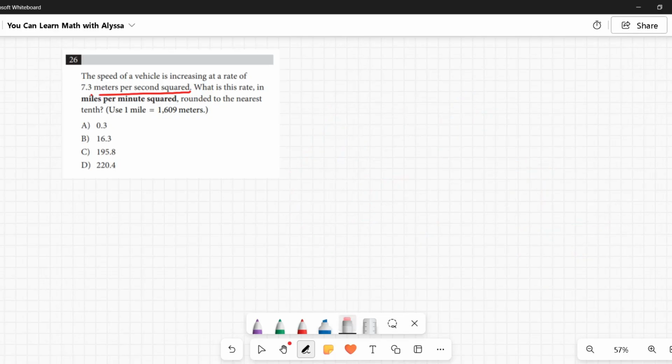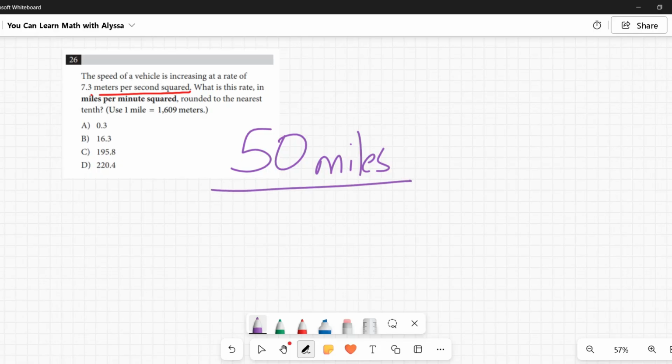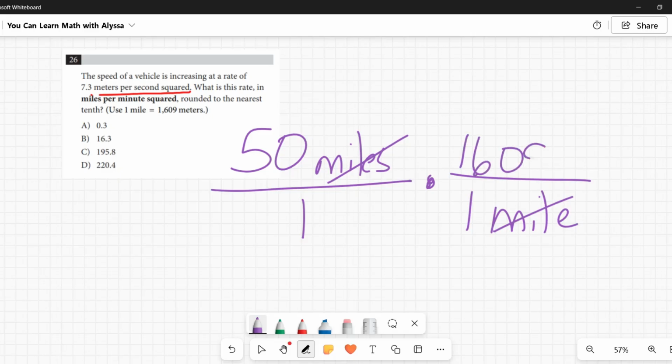When you're doing a rate conversion, you want things to cancel out. If I just wanted to do a straight conversion of miles to meters, say I had 50 miles, I would say 50 miles over 1, and multiply by a ratio where miles is on the bottom and meters is on top so the miles cancel out. 1 mile is equal to 1,609 meters. If I do this math, I will have meters. That is how unit conversions work.